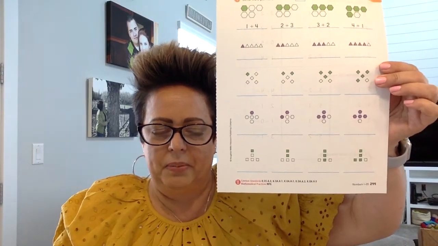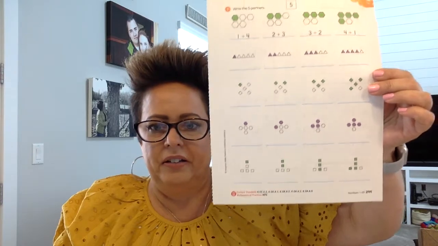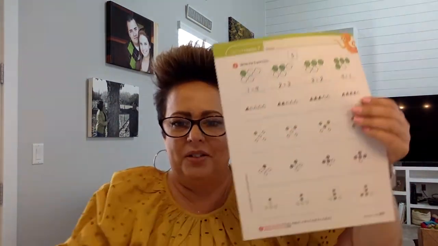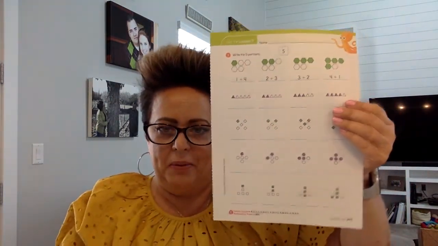Okay, friends, we're ready for math. For math today, you're going to need this paper, which is page 299 and 300. We're not going to do those yet, but I want you to get your paper ready. You're going to need your math paper, your whiteboard, marker, and an eraser. Mrs. Hoffman just uses paper towels.